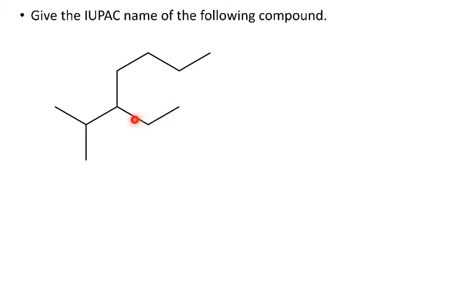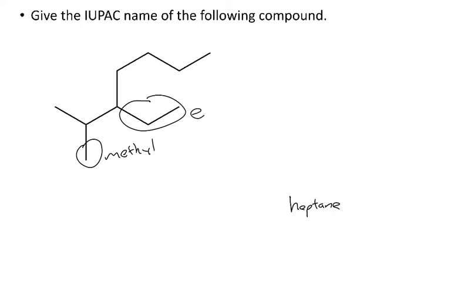If I go this way, then I only have one substituent. I have an isopropyl. If I go this way, then I have 2 substituents, a methyl and an ethyl. And so I always want to have more substituents because that is going to make them less complicated and easier to name. So my base name is going to be heptane. And then I have a methyl and an ethyl.